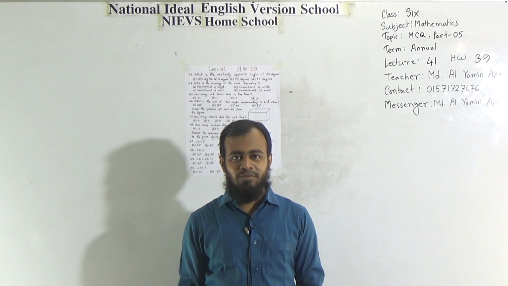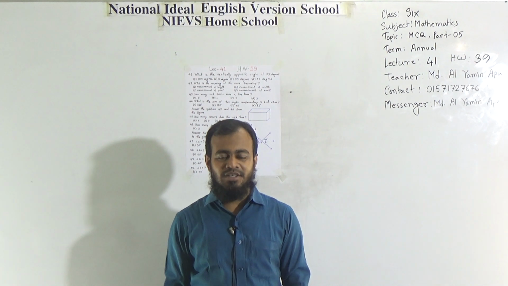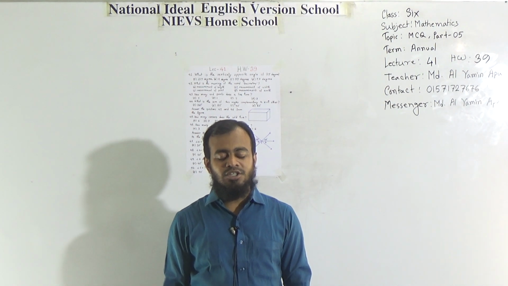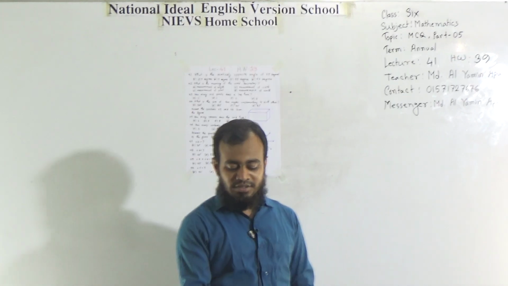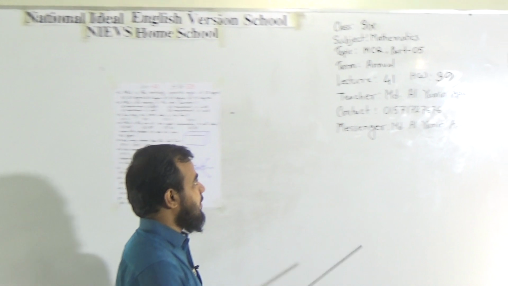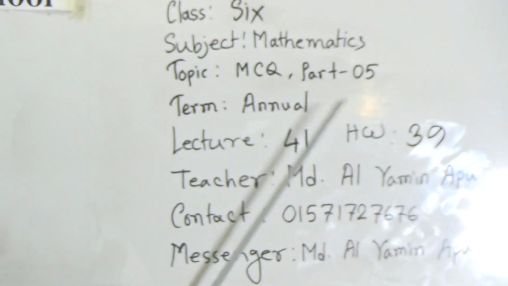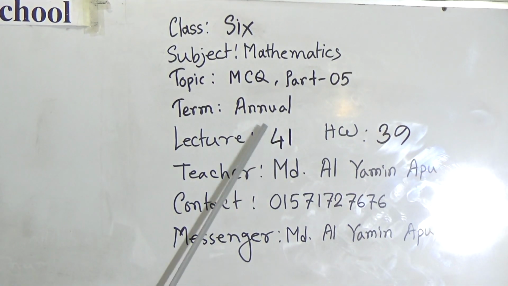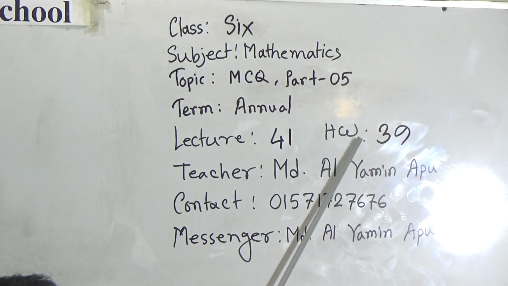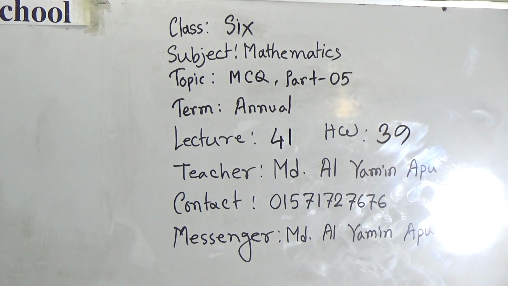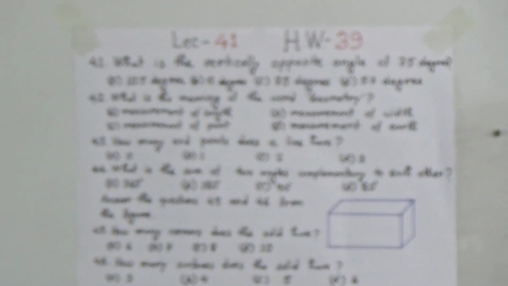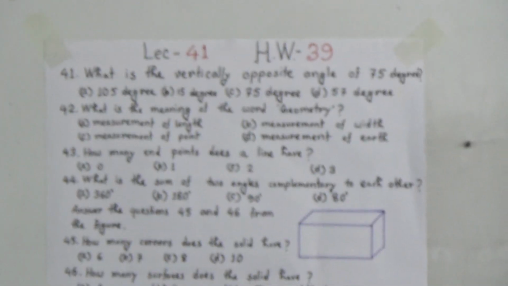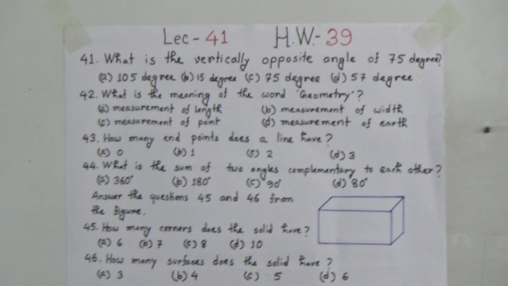I am Muhammad Yamin Apu, an assistant teacher of mathematics, National Ideal English Version School, morning shift. Today I am going to take a math class for the students of class 6. Our topic today is M.C.Q. Part 5. Our lecture number is 41 for the annual term examination and our homework number is 39. Dear students, in M.C.Q. parts 1 to 4, we have learned from question number 1 to 40. Today, we will learn from question number 41 to 50. Again, only 10 questions today.